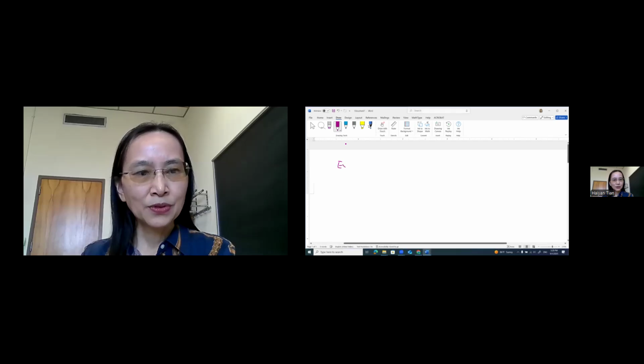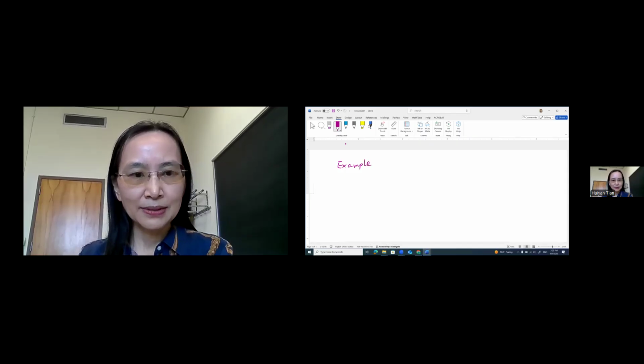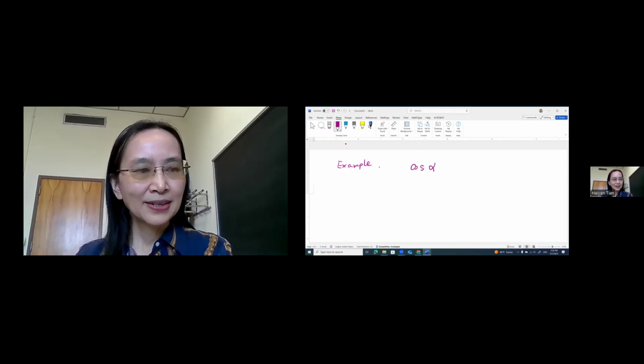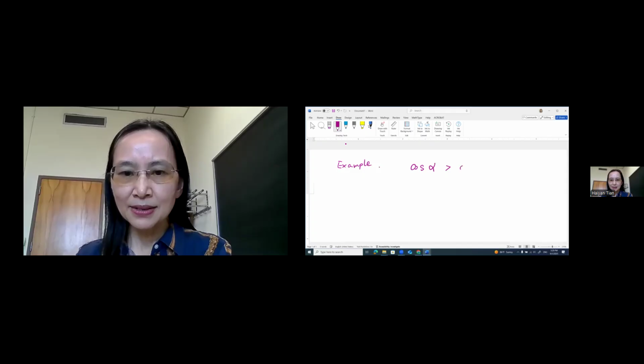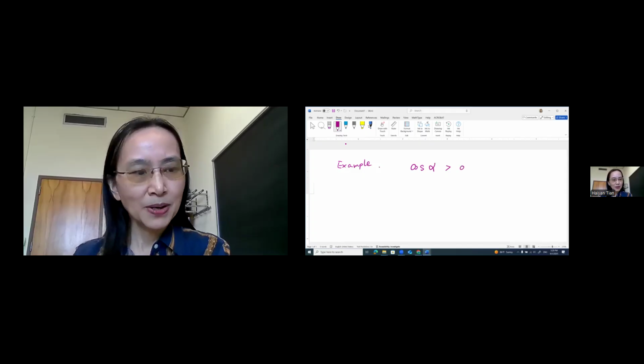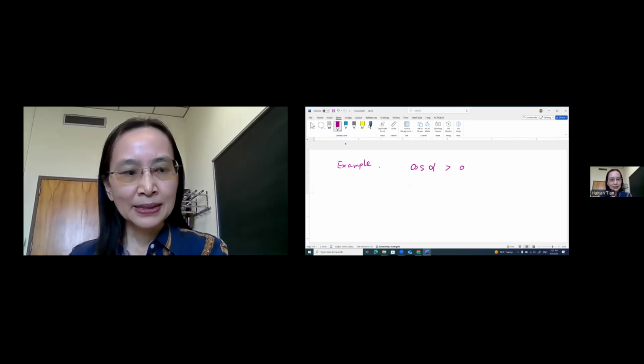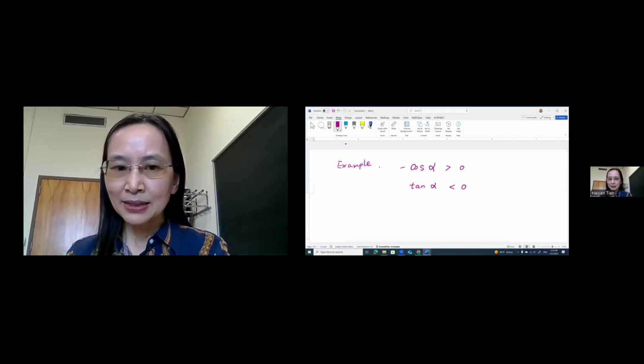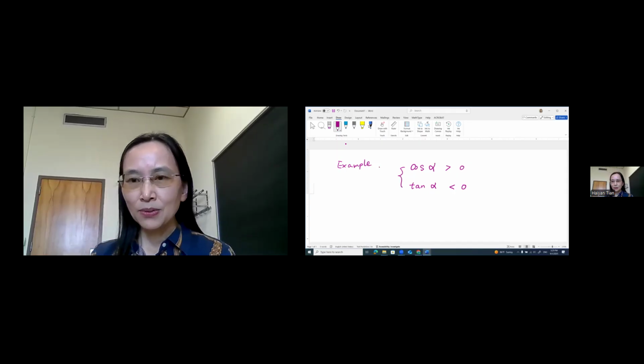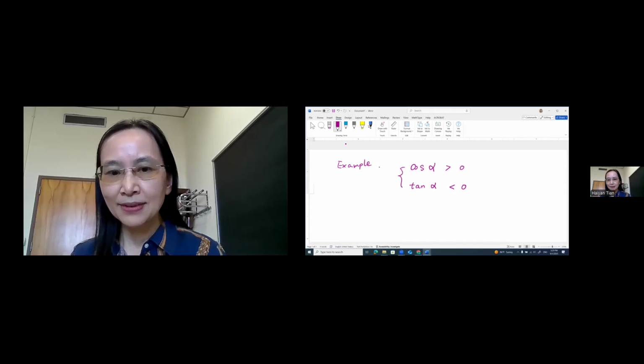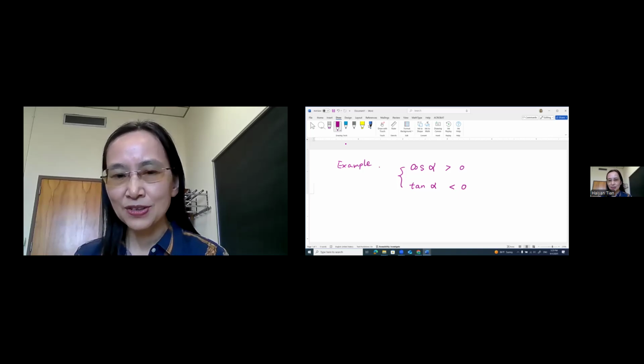For example, I have an angle that is denoted by alpha. And if we know the sign for cosine alpha is positive, and the sign of the tangent alpha is negative, can we determine the location where the angle alpha lies based on these conditions?